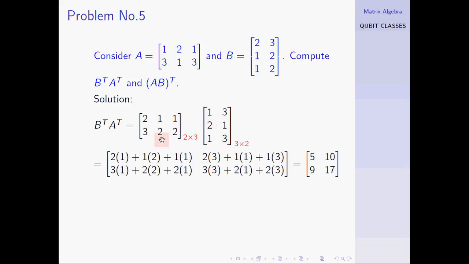Similarly, for the element in the second row and first column, we'll do 3 into 1 plus 2 into 2 plus 2 into 1. And for the last element, we'll do 3 into 3 plus 2 into 1 plus 2 into 3, which is written in this matrix. So on evaluating each of these expressions, you will get 5, 10, 9 and 17.